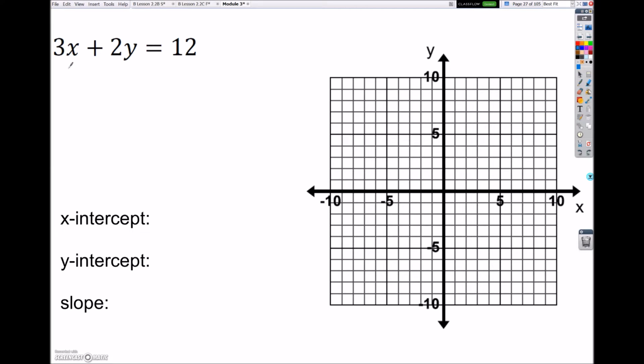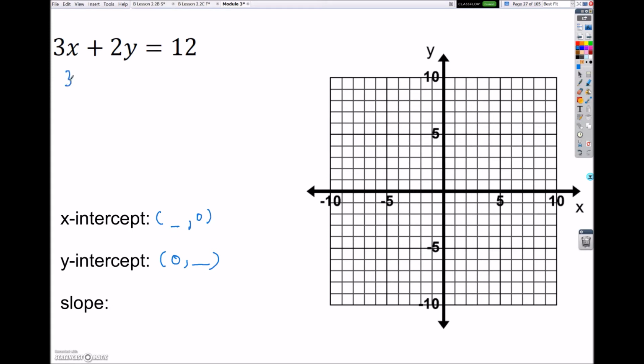Remember, to find your x and your y-intercept, for the x-intercept, you plug in 0 for y and solve for x. And on the y-intercept, we're going to solve it again by plugging in 0 for x and solving for y. So let's go ahead and find the x-intercept first by plugging in 0 for y.